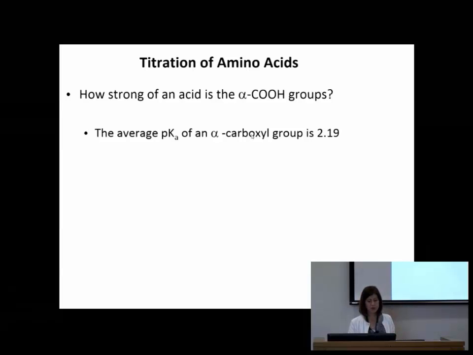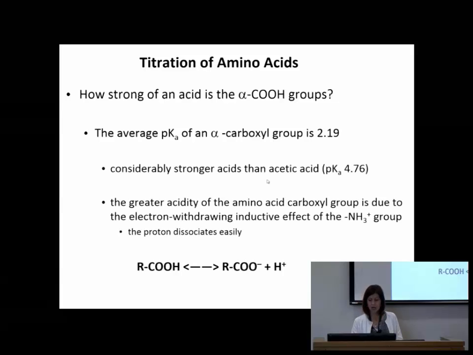So acetic acid, which is a 2-carbon organic acid, has a pKa of 4.76. Look at how much lower that is. Remember, this is a log scale. The P function is a log function. So acetic acid, which is just a 2-carbon carboxylic acid, has a pKa of 4.76. This has a pKa of 2.19.